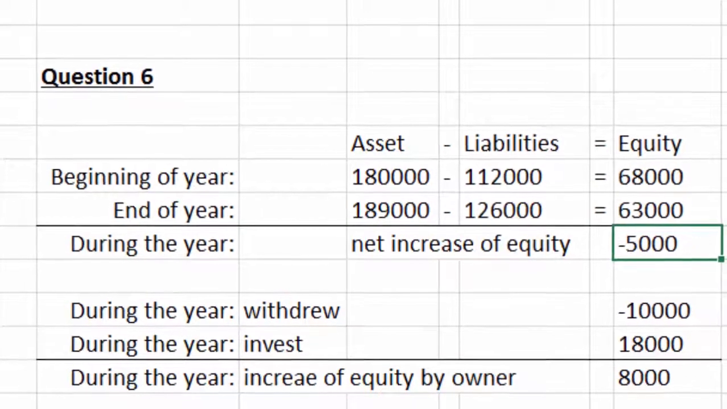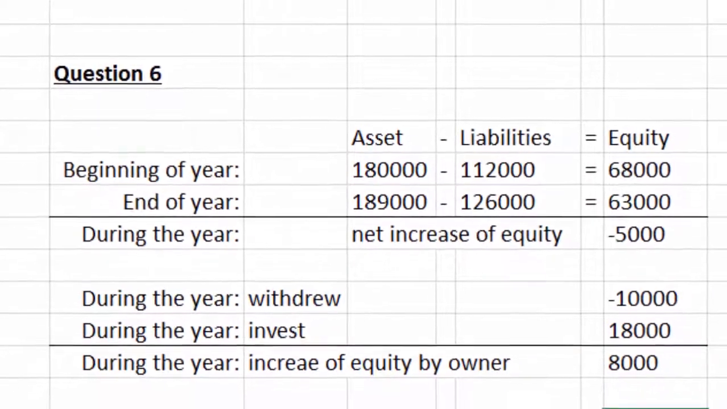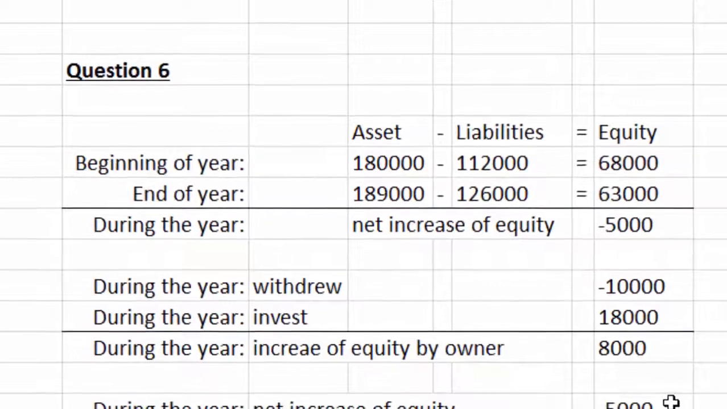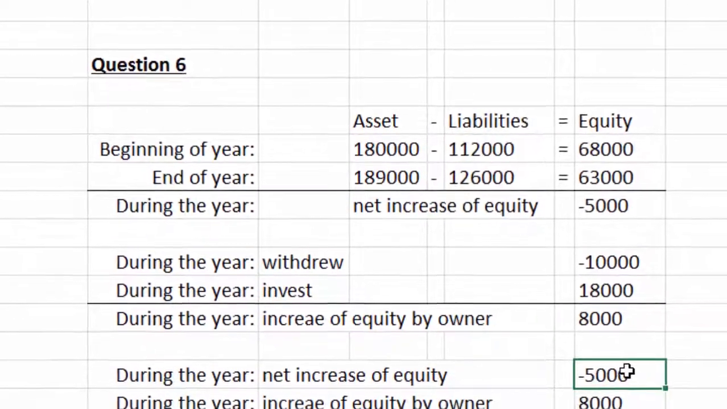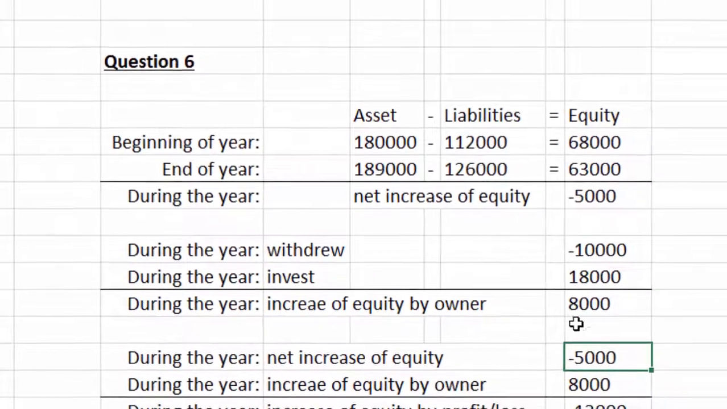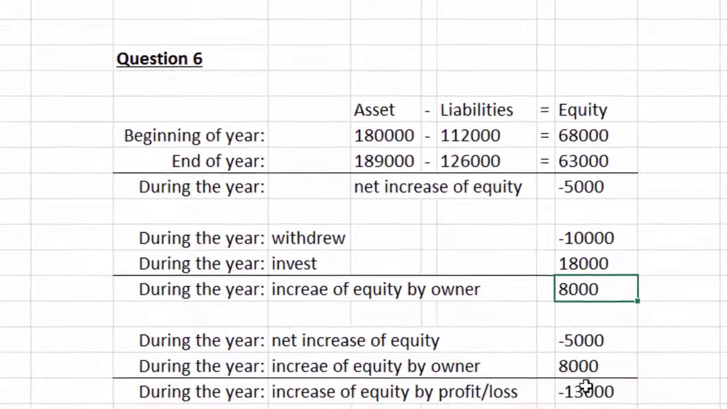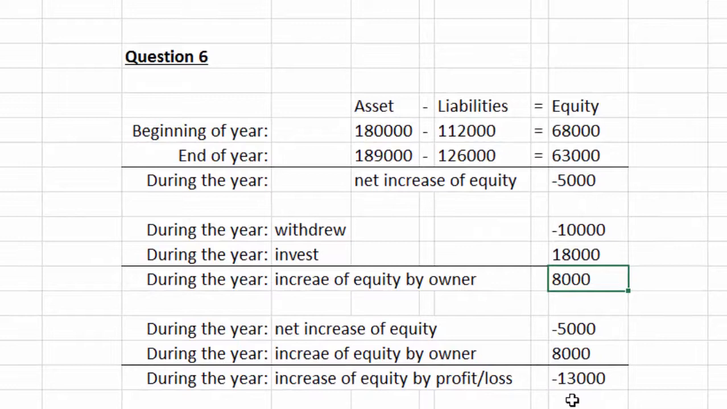So how can we calculate that? We can compare the net increase, which is minus 5,000, and the increase by the owner, which is 8,000. Therefore, the company must have got a loss of 13,000, and ultimately the net increase of the equity is minus 5,000.